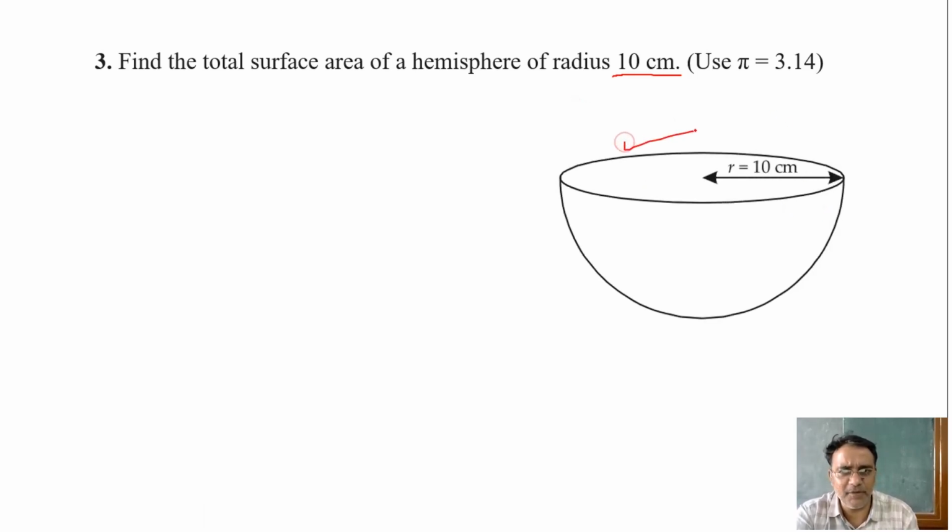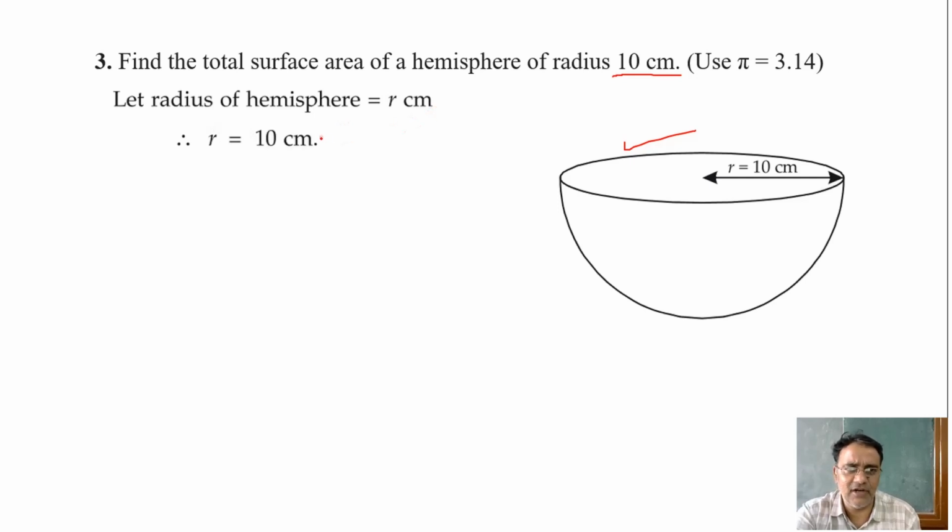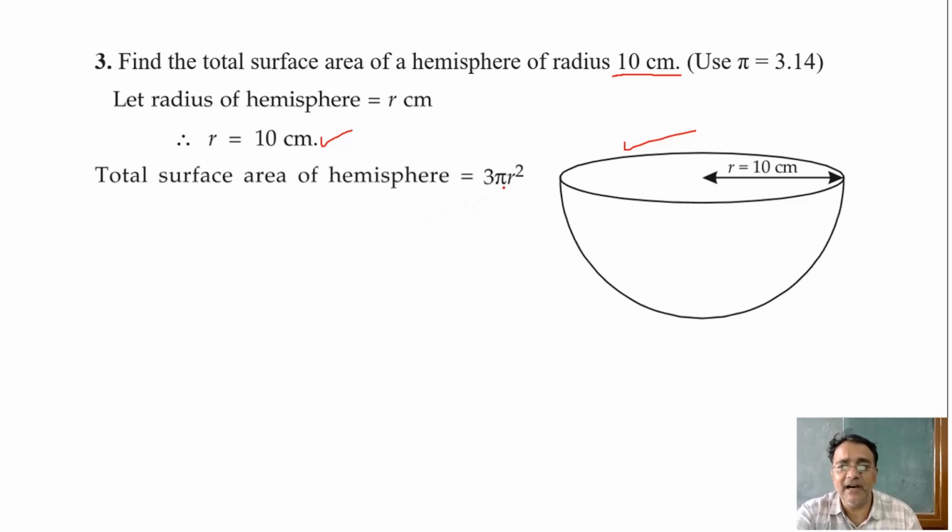So this is the rough sketch. This diagram is not mandatory. I am keeping it here just for explanation. Now the radius is given 10 cm. So r is equal to 10 cm. Now the total surface area of hemisphere formula is 3πr², and we have to find the value of 3πr². So here the value of pi is given, that is 3.14. So we can't take 22/7.